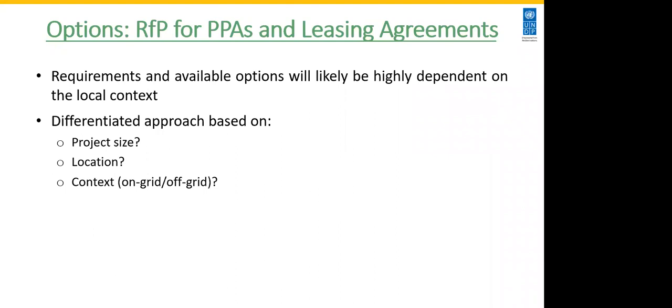When we talk about this one, we go back a little bit to my initial discussion: requirements and available options will likely be highly dependent on local context. It's super important to understand what that local context is. How do we differentiate our approach based on project size, location, the context, on-grid, off-grid, various components? What are the things we need to think about as we're issuing this tender, and in terms of managing that?